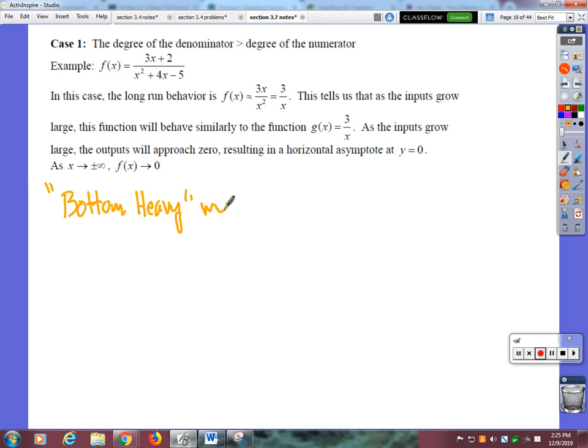So bottom heavy means a horizontal asymptote at y equals 0. Okay? And so this to me is easier than this whole funky thing there. Notice that all we have to pay attention to is the highest exponent, not the sum of the exponents, not anything else except for the highest exponent on top and the highest exponent on the bottom. What do you think is another case?